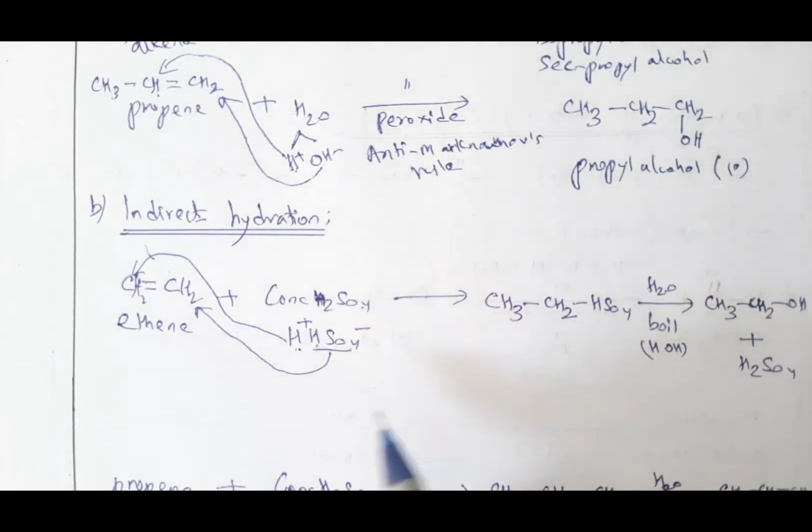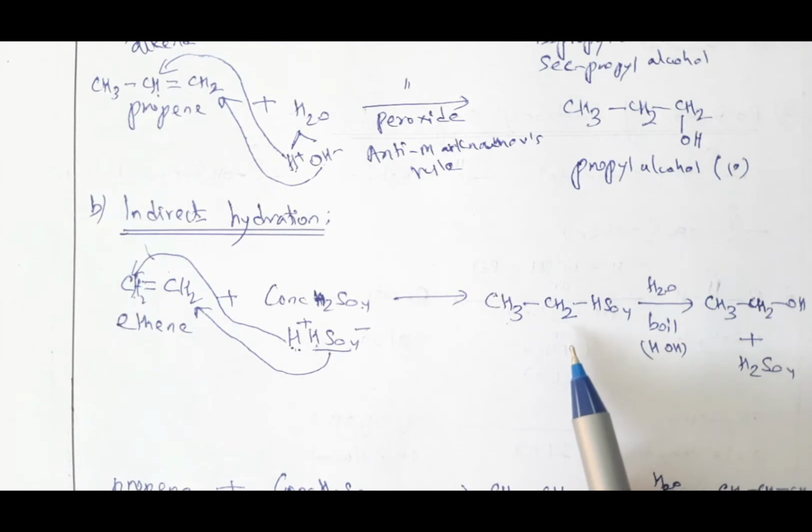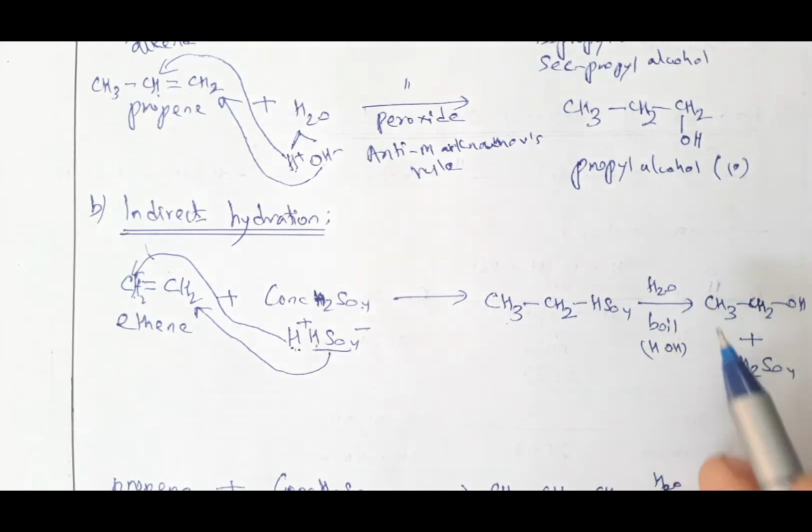So when I do so, as this H goes here, it becomes CH3, single bond. Then in this CH2, this HSO4 will go. So we got this compound. It is indirect hydration. Okay. Now we are going to boil it with water.